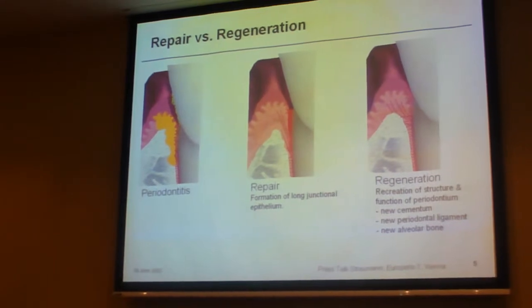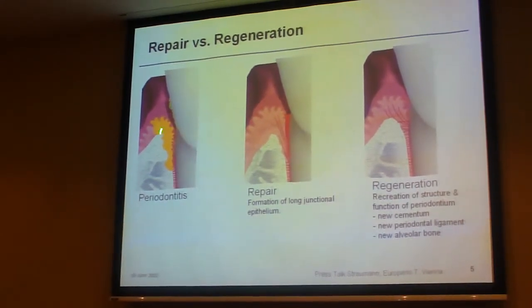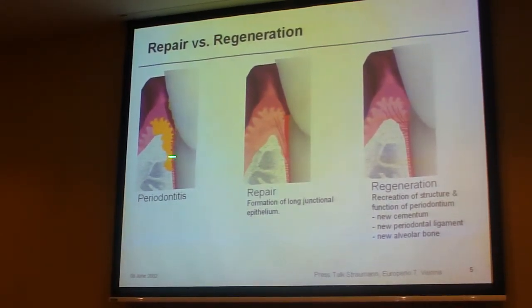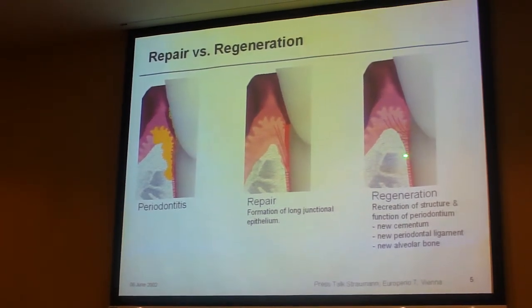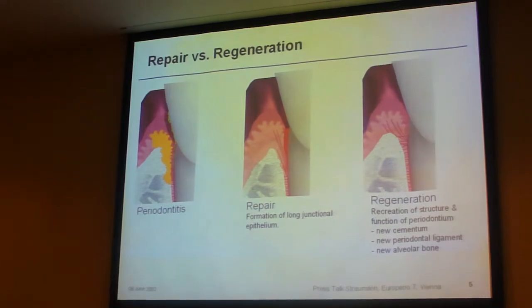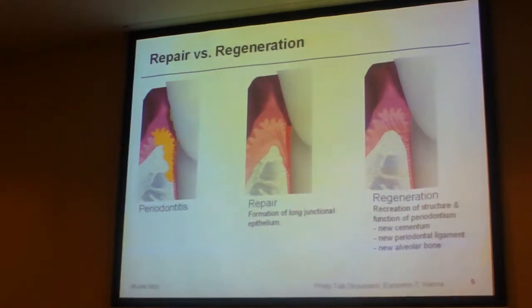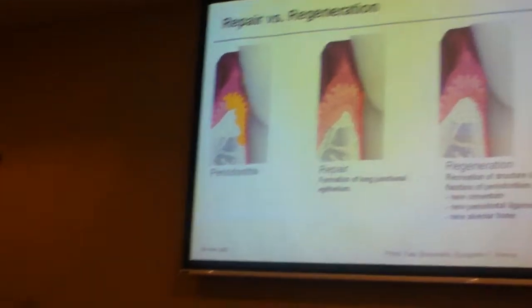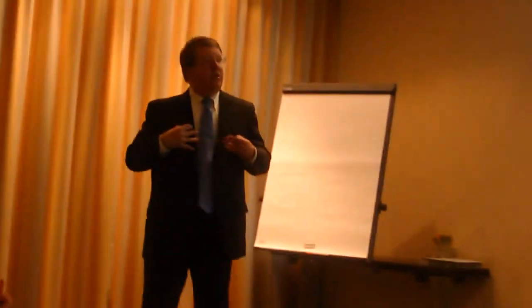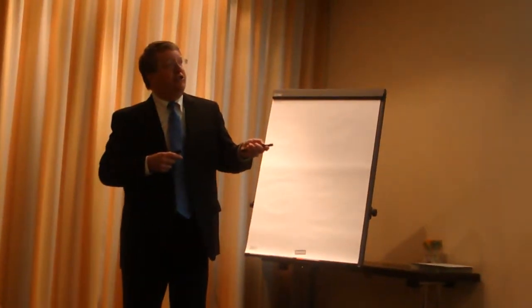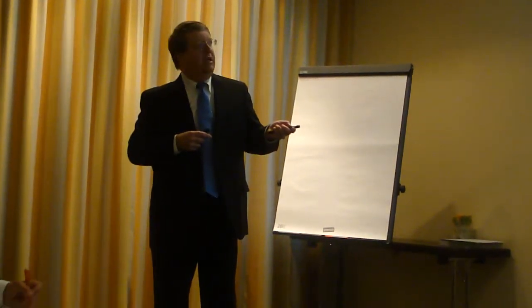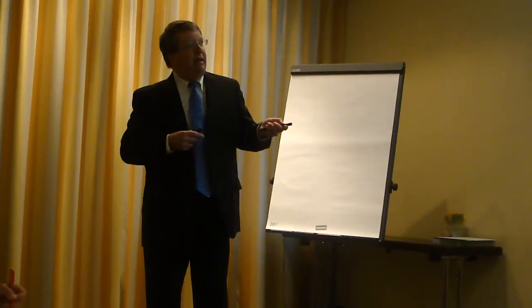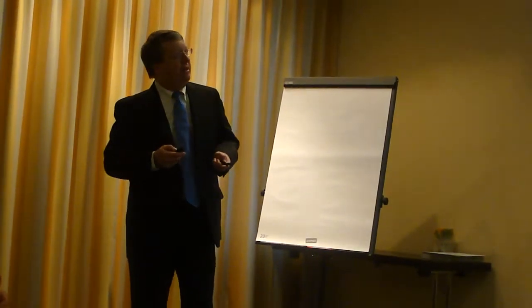If we add the Emdogain product after we clean this out, then we get the bone to regrow, and then we get what we call a functional attachment, so this tooth is held back in place by the tissues that we started with. And that's what we would like to do for our patients, is to regrow or regenerate the cementum, periodontal ligament, and bone. And that's where the Emdogain product comes into play.